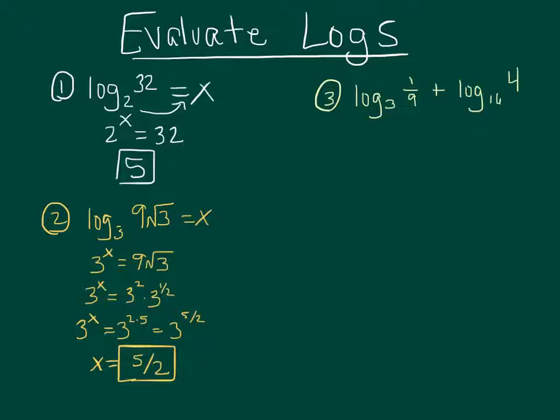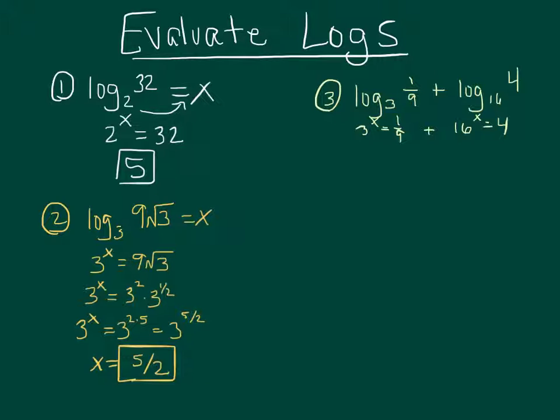The third one we will do is this. It says log base 3 of 1/9 plus log base 16 of 4. Here we have two separate problems occurring, and we're going to add them together. So we're going to do the same thing twice. So we're really going to start off by having 3 to the x equals 1/9 plus 16 to the x equals 4. We've got two separate problems that we're working at the same time.